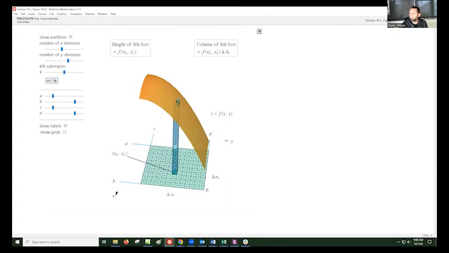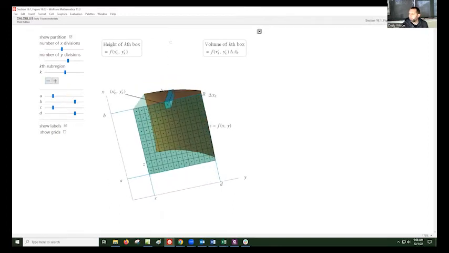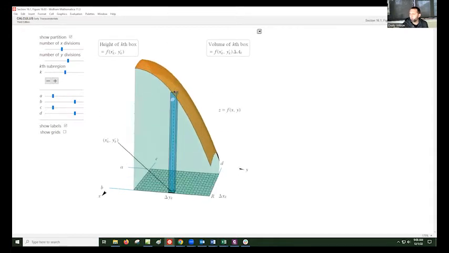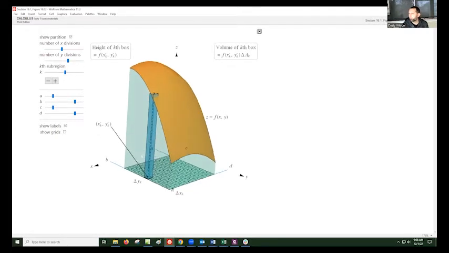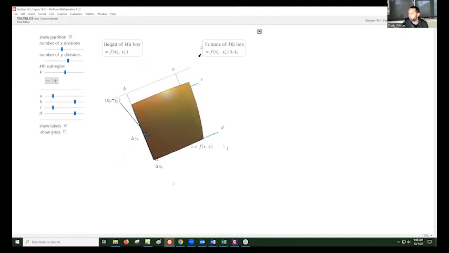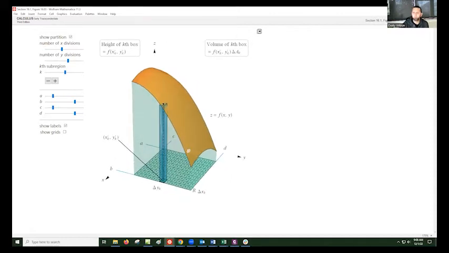Again, the volume of each one of these boxes is the area of the base, that's the delta A, and then times the height, which would be our f of xij star, yij star, or in this particular explanation, it's xk star, yk star. But same exact concept as before. So the surface is right above the rectangle, and we can split that rectangle up into little boxes and find the heights of the columns between the rectangle and the surface.